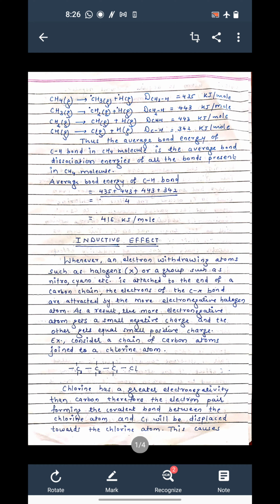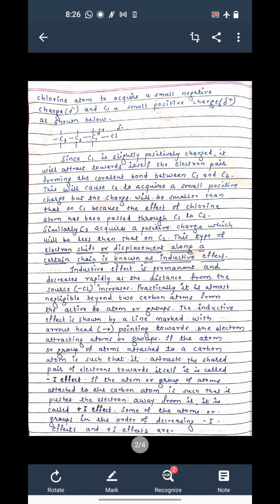Now C1 is delta positive, so it tries to attract electrons from the C1 and C2 bond, and therefore again C2 acquires a small positive charge, delta positive charge. Now this delta positive charge is smaller than that on C1. Again the same happens with the C2 and C3 bond. Now C3 again becomes delta positive, but that charge on C3 is lesser than that of C2, and such displacement of electrons takes place.